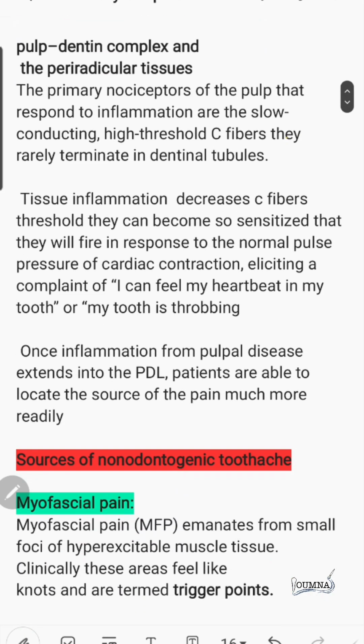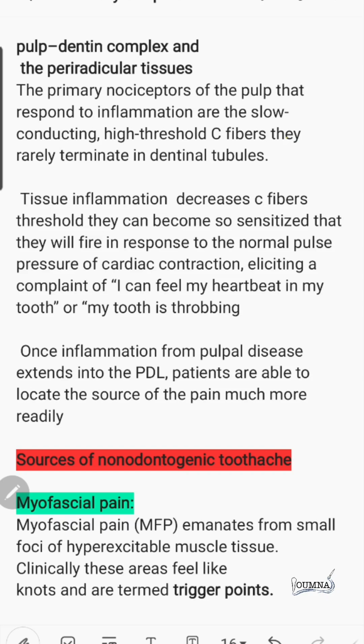Tissue inflammation decreases the C fibers threshold. They can become so sensitized that they will fire in response to the normal pulse pressure of cardiac contraction, eliciting a complaint of "I can feel my heartbeat in my tooth" or "my tooth is throbbing." Once inflammation from pulpal disease extends into the periodontal ligament, patients are able to locate the source of the pain much more readily.